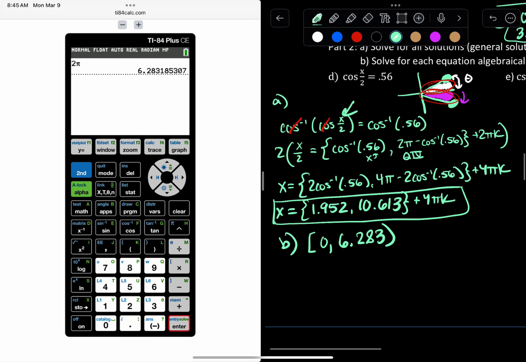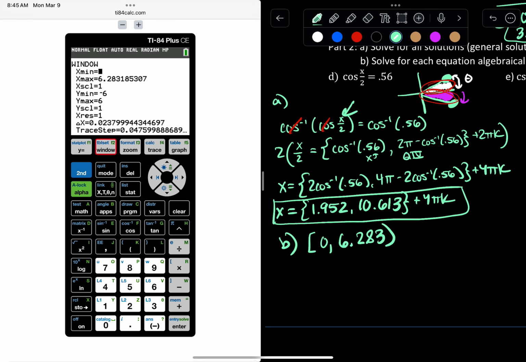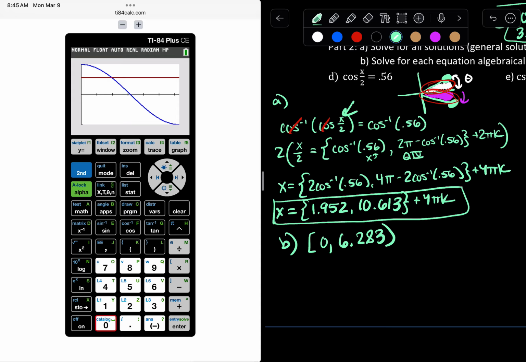Now, I said before, you don't want to rely on the graph, but you can use it as a resource to see how many solutions you will have from 0 to 2 pi. Why does it keep skipping like that? There we go. So if I type in cosine of x over 2, and then I have 0.56. My window is still 0 to 2 pi. I'm going to do zoom 0. If I look, from 0 to 2 pi, I only have one solution, all right?